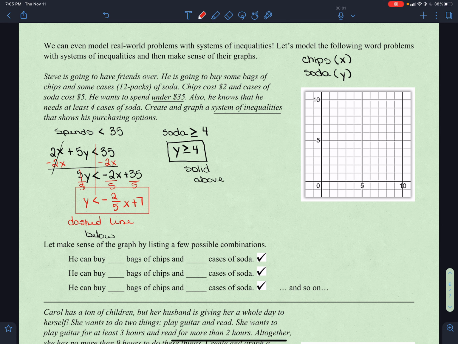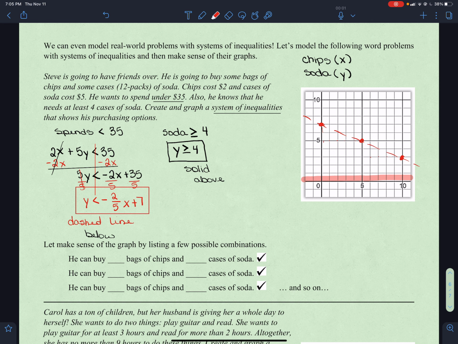All right, let's go ahead and graph that first one. Starting at positive 7, and go down to the right 5. Down to the right 5. That's a dashed line. All right, let's go ahead and shade that. And I'm only going to shade to the 0.